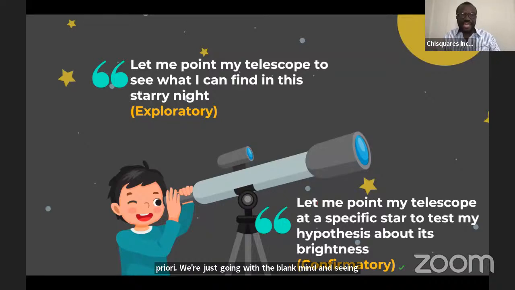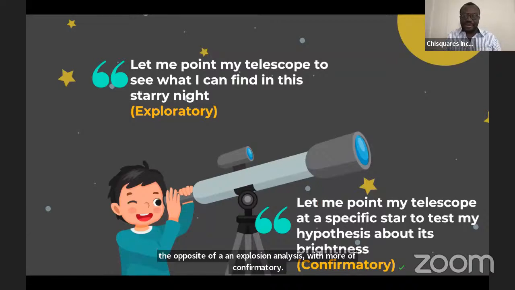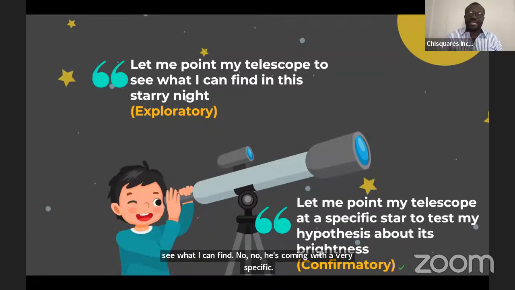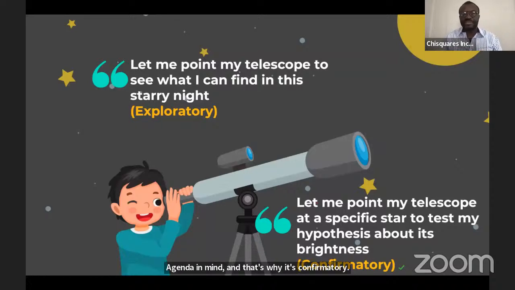Now, the opposite of an exploratory analysis is confirmatory. In this case, this young man says, let me point my telescope at a specific star to test my hypothesis about its brightness. So he has a specific agenda in mind. He's not just coming with a blank mind and saying, let me just see what I can find. No, he's coming with a very specific agenda in mind, and that's why it's confirmatory. Either the hypothesis will be proved or disproved. So any regression analysis you run, regardless of whether it's logistic or linear or whatever, could be exploratory or confirmatory in that context.